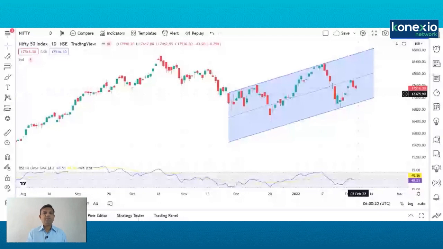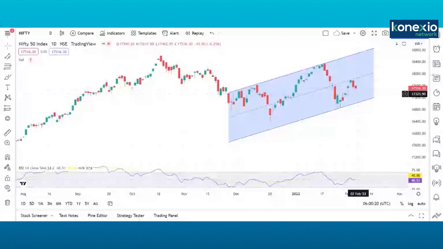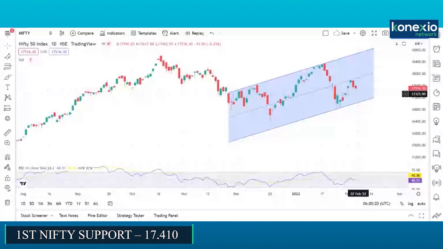Now let us discuss the important supports and resistances in the Nifty for the next week. The important supports in the Nifty for the next week: 17,410 is the first support.